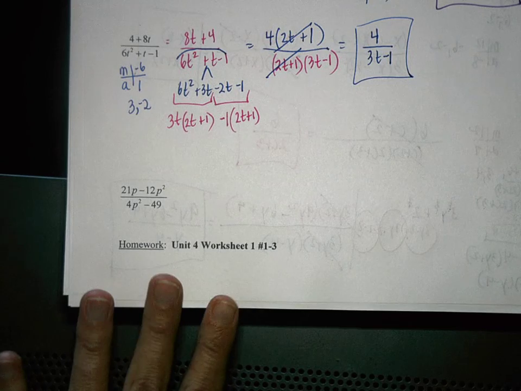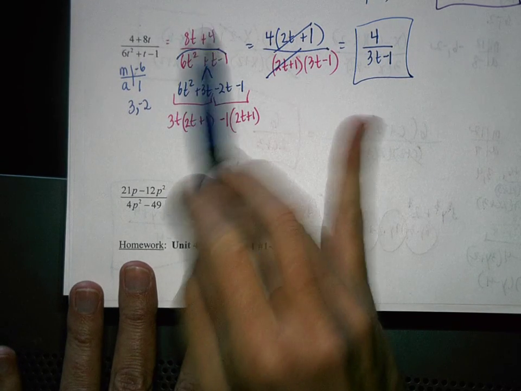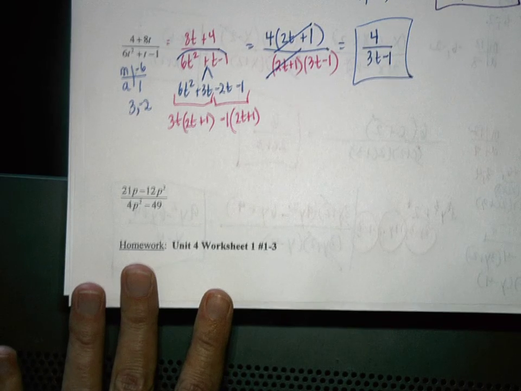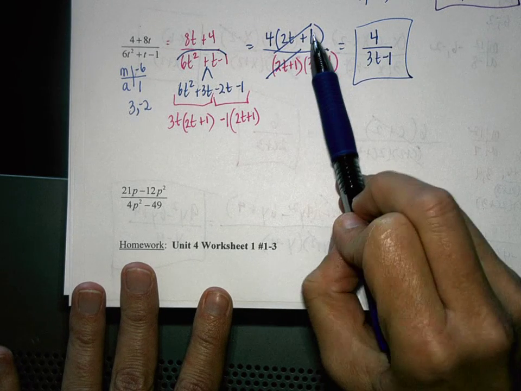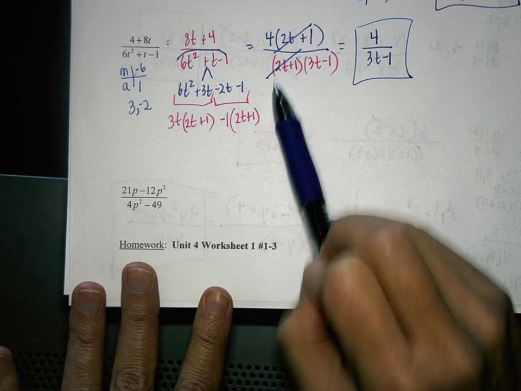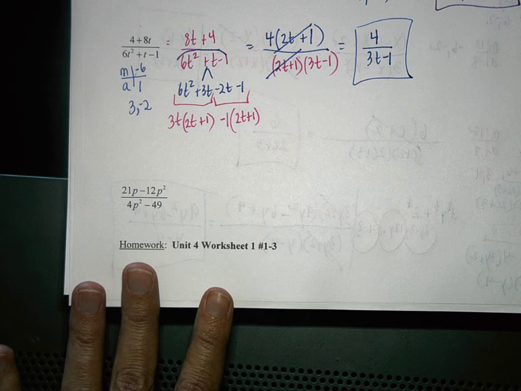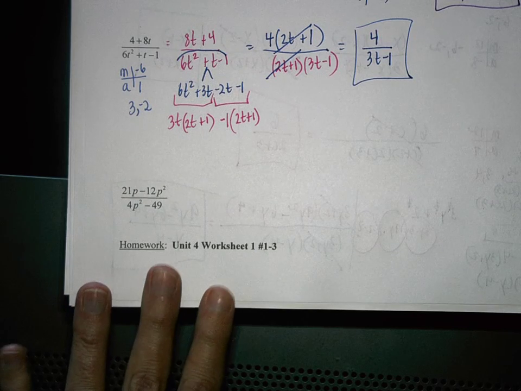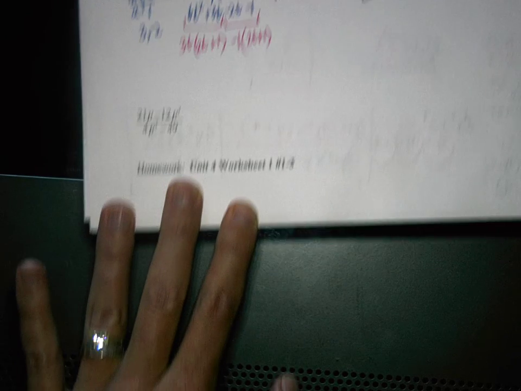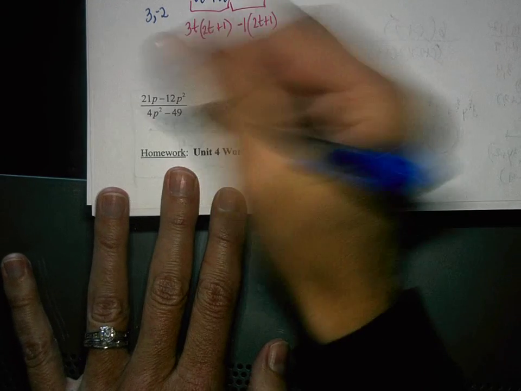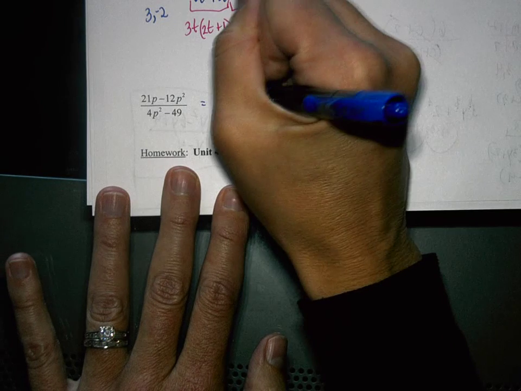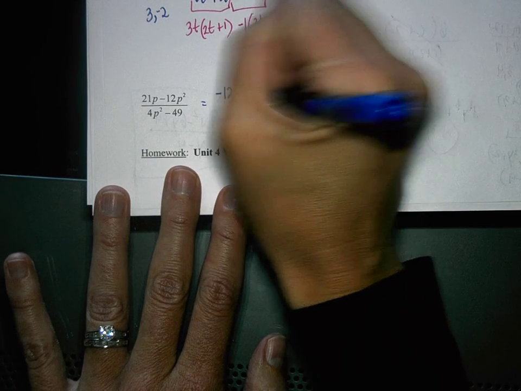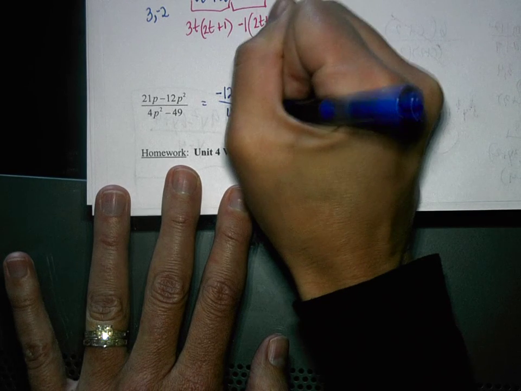If you hadn't changed to descending order, you just would end up with things in different spots. Like this would have ended up being 1 plus 2t, but you would have known that these could still reduce. But if you write in descending order, it's usually helpful to not have to worry about those things. So again, on this next one, let's start by rewriting it in descending order. So that's going to be negative 12p to the third plus 21p over 4p squared minus 49.